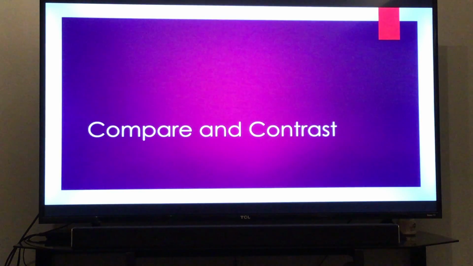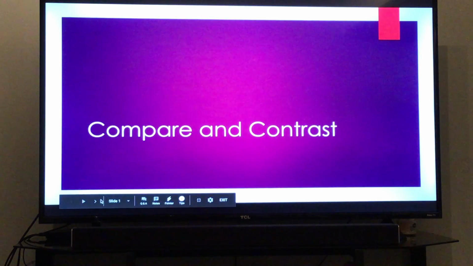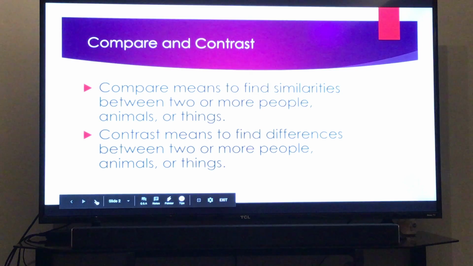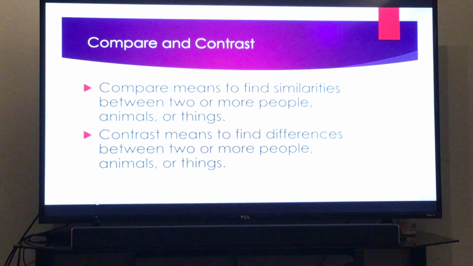Boys and girls, today we are going to continue talking about comparing and contrasting. Remember, compare means to find similarities. That means things that are alike or close to being the same between two or more people, animals, or things. Contrast means to find differences or things that are not the same between two or more people, animals, or things.